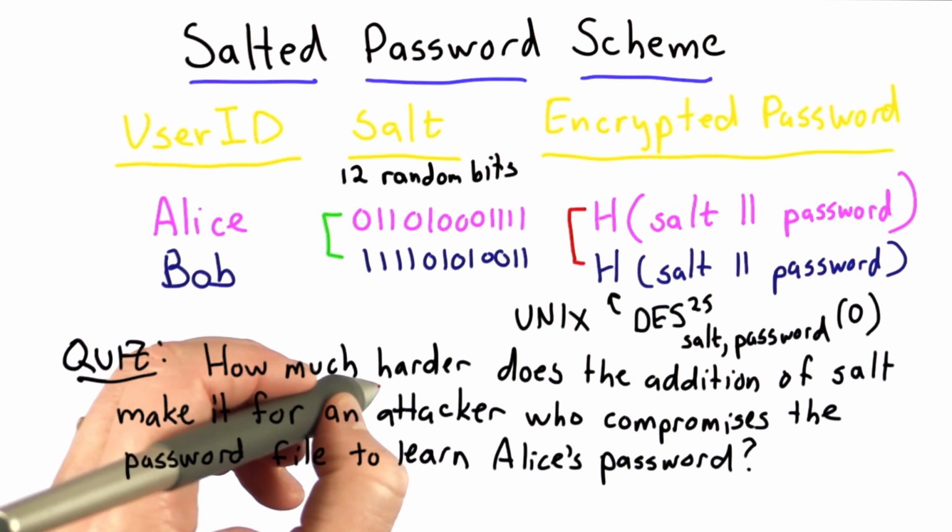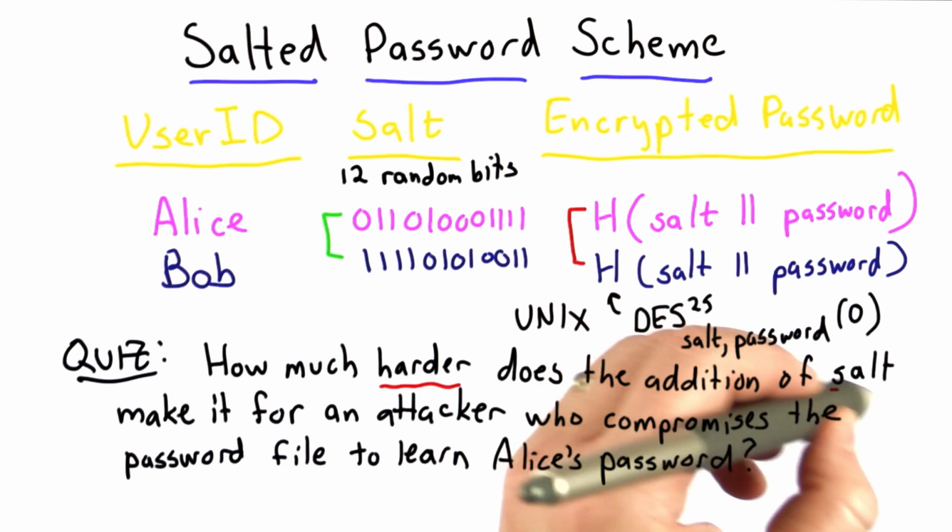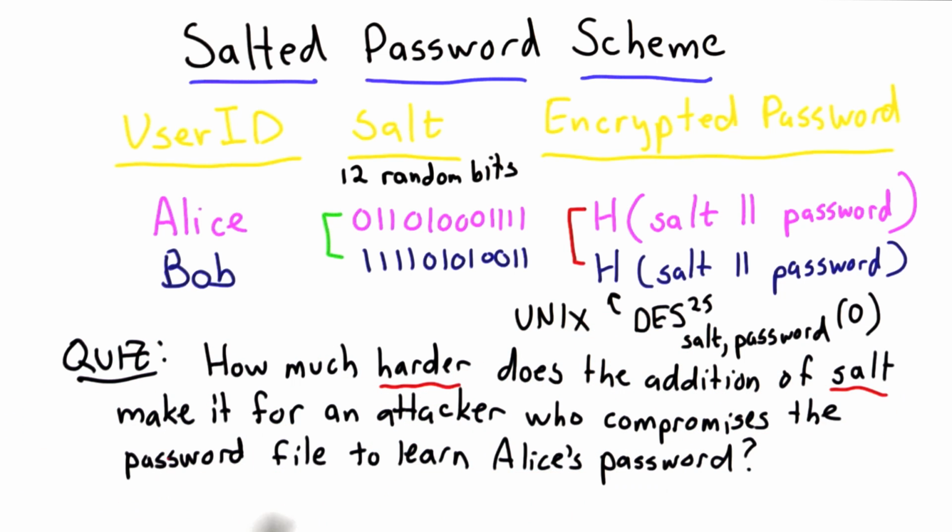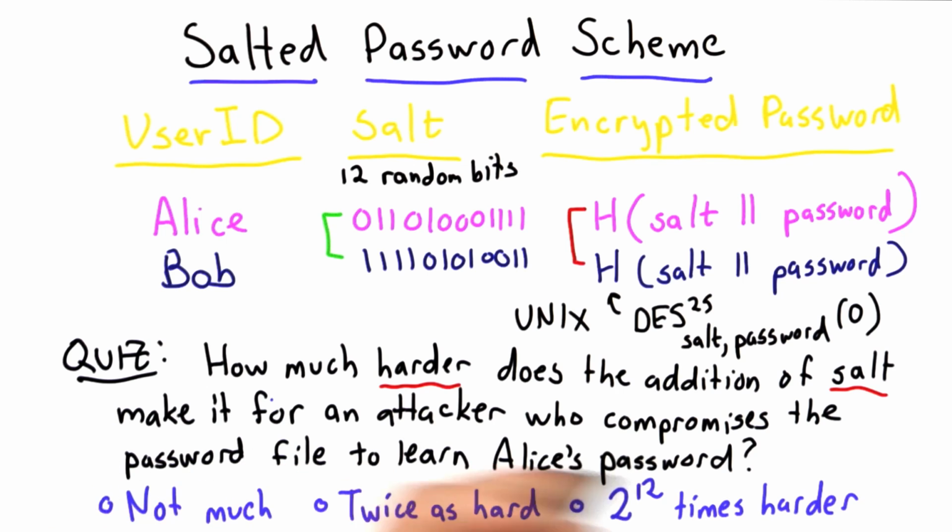So the question is, how much harder does adding salt make it for an attacker who compromises a password file, who just wants to learn Alice's password? The possible answers are: not much harder at all, about twice as hard as it would be without the salt, and about 2 to the 12, which is 4096, times harder than it would be without the salt.